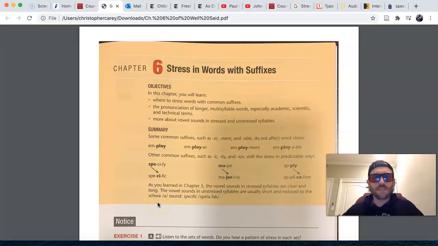Hi, everyone, and welcome back to Chapter 6. Chapter 6 is all about stress in words with suffixes. And remember, suffixes are the endings of words.